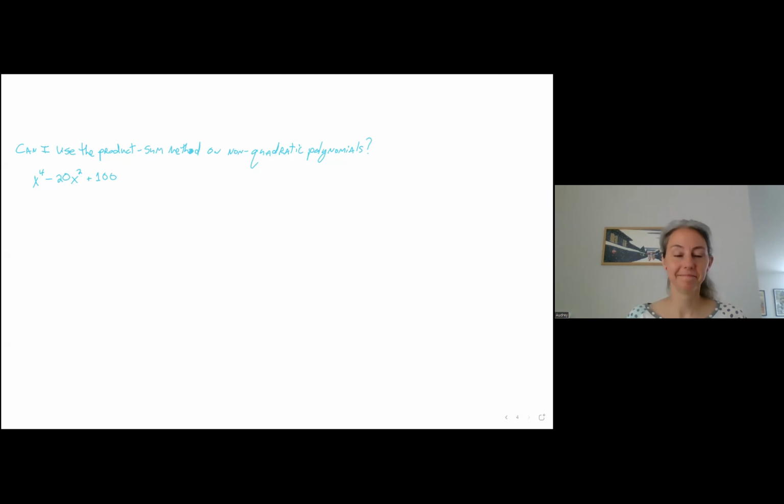Can we use the product sum method on polynomials that are not quadratic? So can I use the product sum method on non-quadratic polynomials? The answer is sometimes. So let's take a look at this: x to the fourth minus 20x squared plus 100.